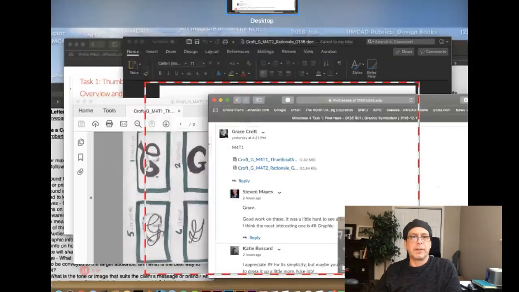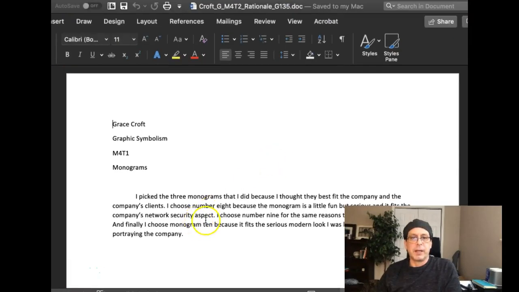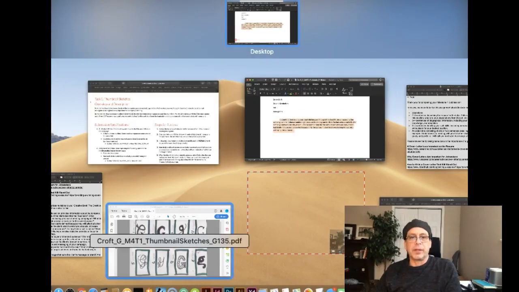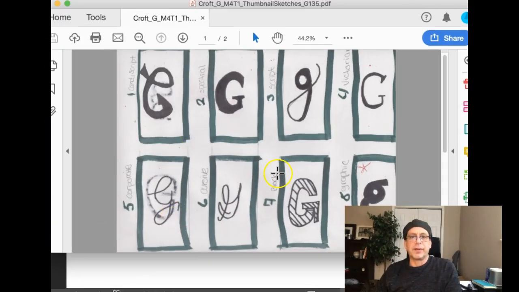Okay, let's go ahead and jump over to your written rationale. Okay, this makes pretty good sense. I think you're describing things in a way that is very easy to understand. So I think at this point, let's just jump right over to your sketches.